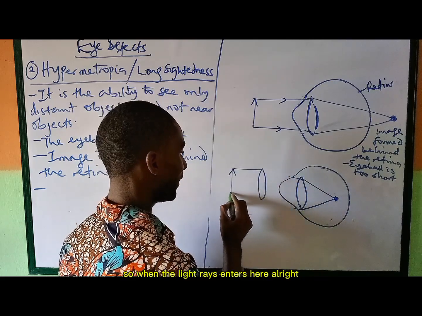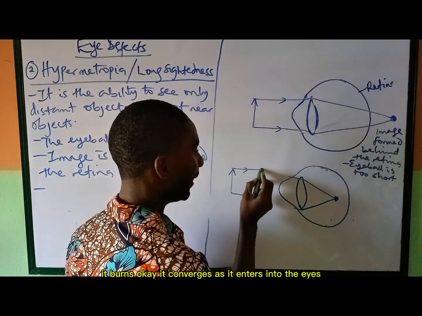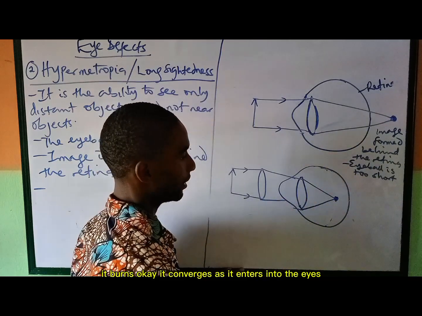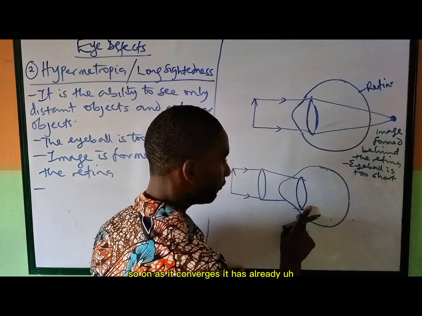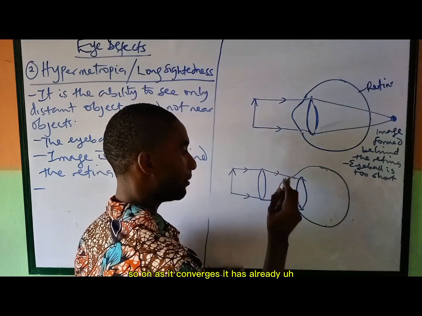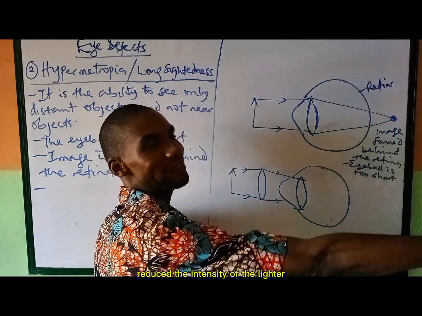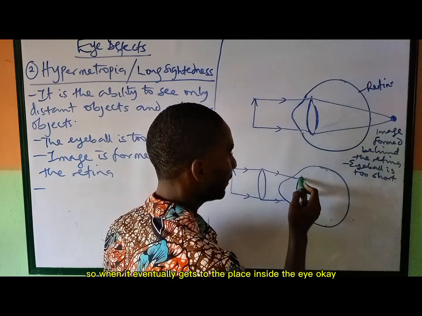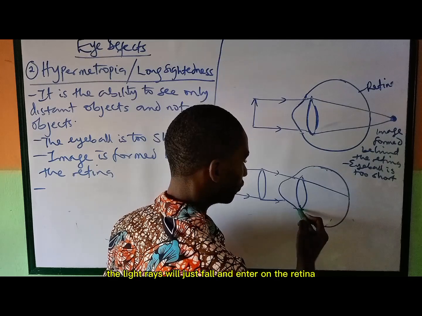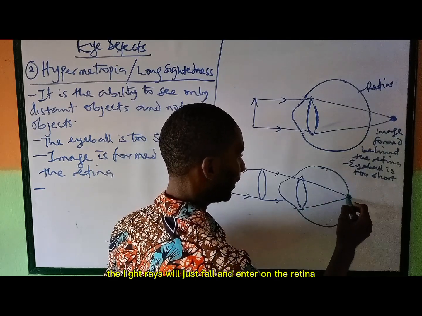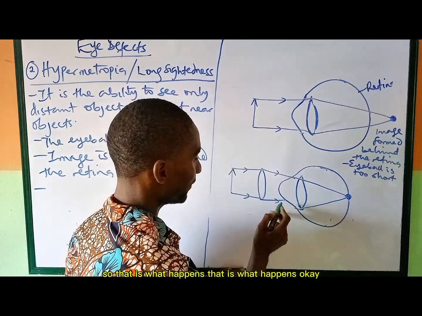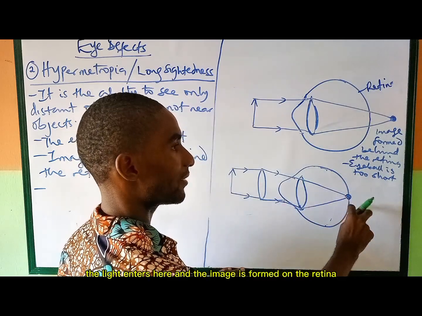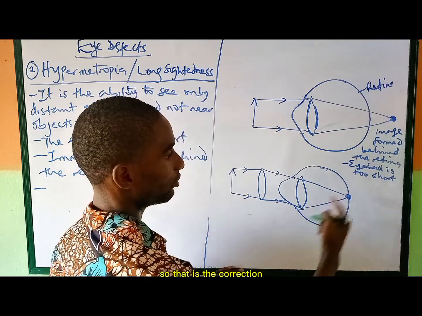So when the light rays enter here, they bend and converge as they enter the eyes. As it converges, it has already reduced the intensity of the light, and so when it eventually gets to the lens inside the eye, the light rays will just fall and end on the retina. That is what happens. The light enters there and the image is formed on the retina. So that is the correction.